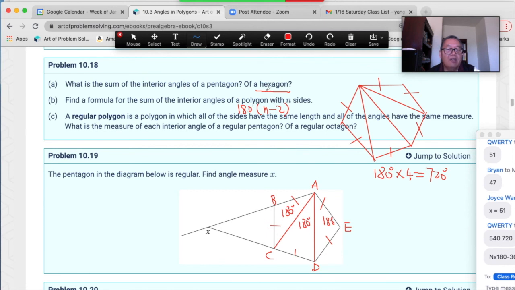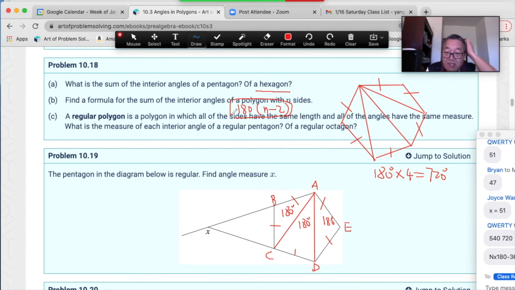For a hexagon, 6. 6 minus 2 is 4. 4 times 180 is 720. Okay? Then that means this one is correct. Okay? Using this formula, you can calculate the sum of interior angles of any polygon.